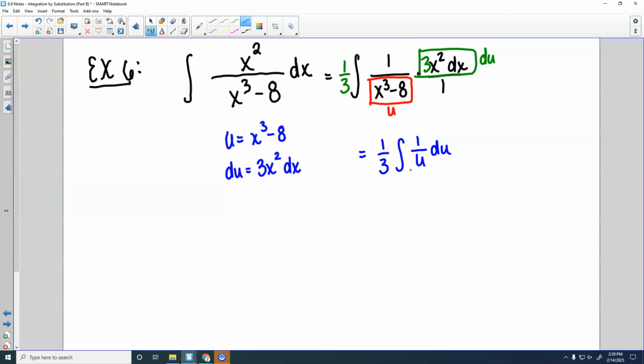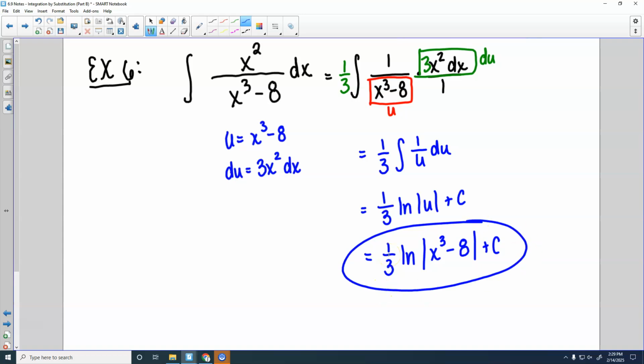And when we integrate 1 over u, what do we get? Natural log of the absolute value of u plus c there on the end. So our last step there would just be substitute back in: natural log absolute value of x to the third minus 8 plus c. Questions?